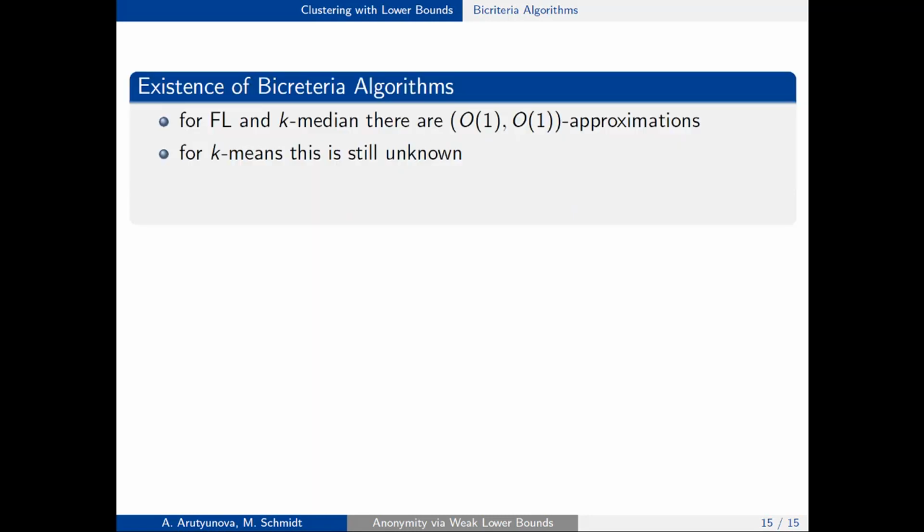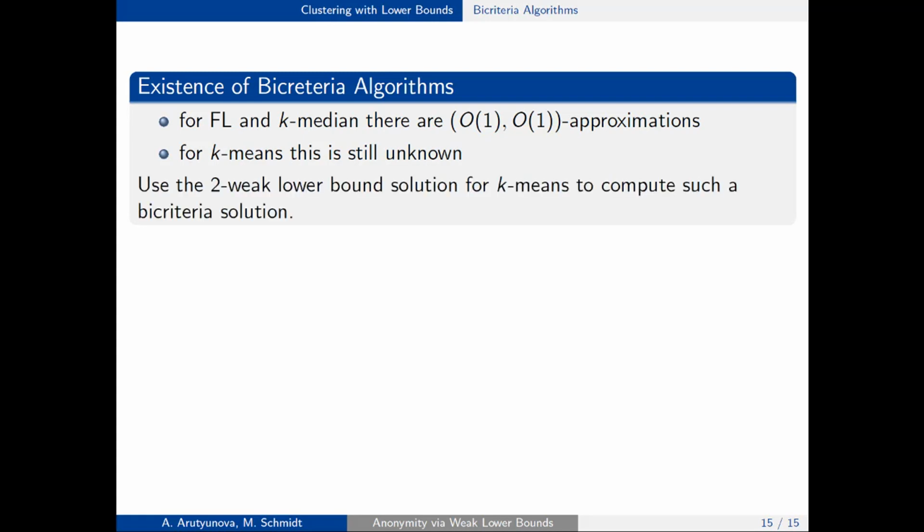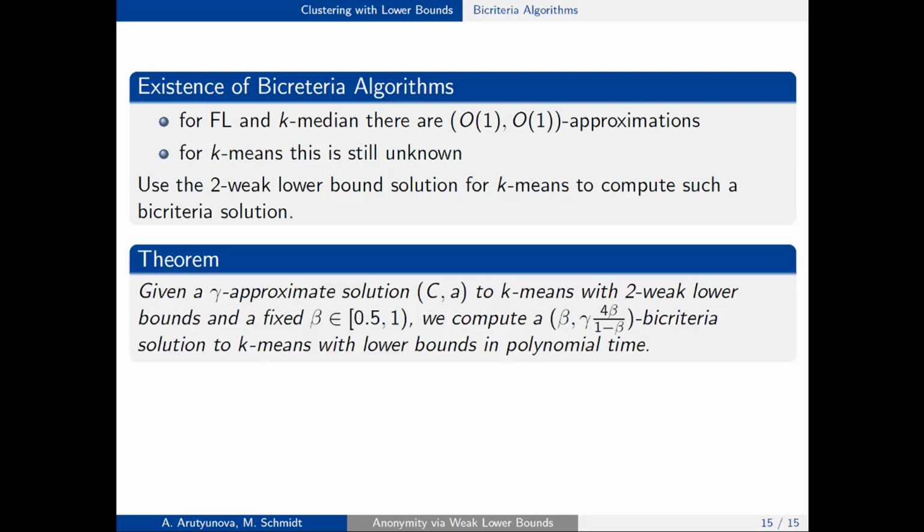As I mentioned before, there are BCriteria algorithms for facility location and k-median regarding lower bounds, and for k-means this is still unknown since we have this unbounded number of reassignment steps which does not behave well when dealing with squared metrics. But now we can use the solution for 2 weak lower bounds to compute a BCriteria solution for k-means with lower bounds.